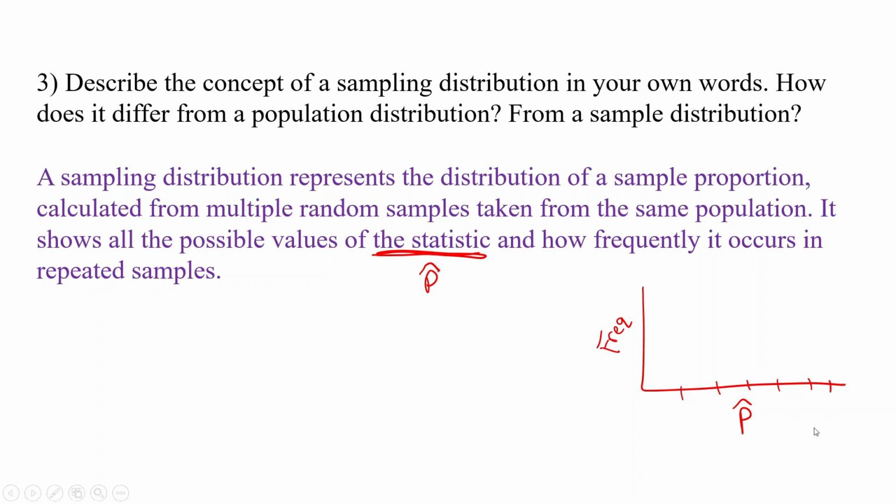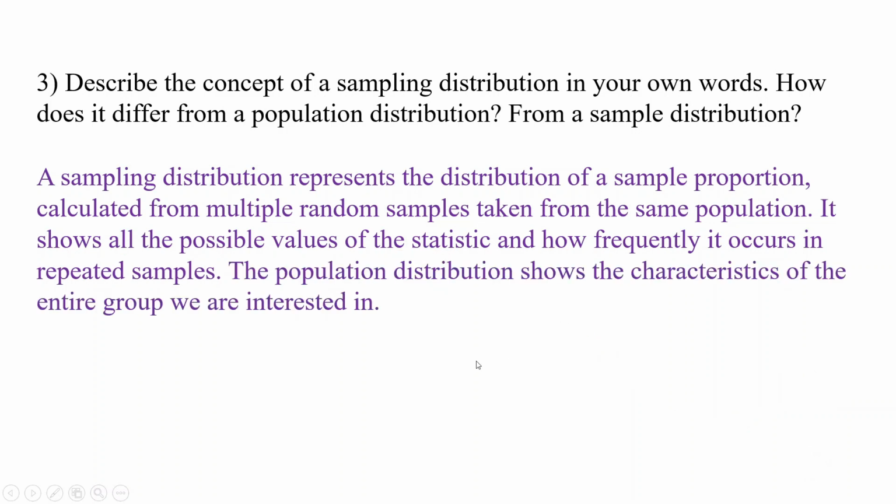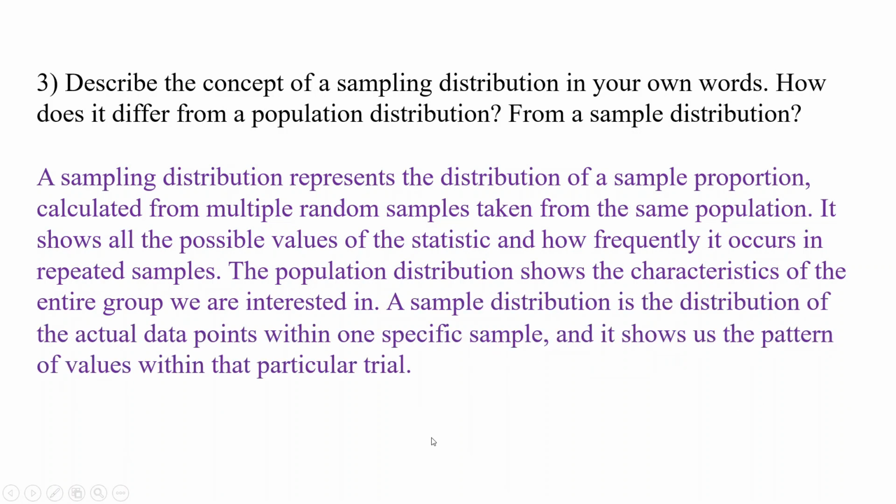And there's also a fun fact about the standard deviation we're going to talk about in the next set of notes too. Okay, we didn't forget about that standard deviation. We will be talking about it. It just is a little bit more of a formula for it. Now, the population distribution shows the characteristics of the entire group. And remember, there's only one population distribution. Okay? There's only one of those things. The sample distribution is the distribution of actual data within one specific sample, and it shows us the pattern of values within that particular trial. And there's many of these. There's one population, there's many sample distributions, and there's one sampling distribution.